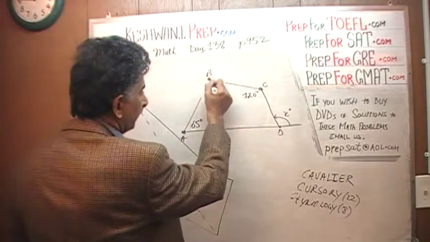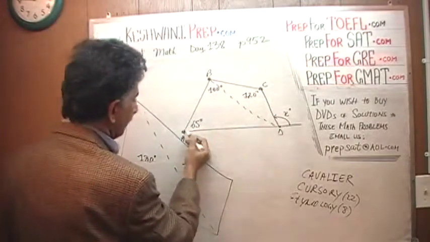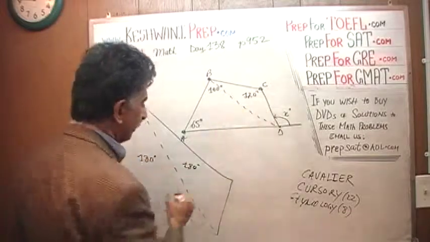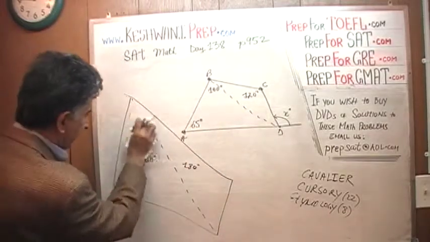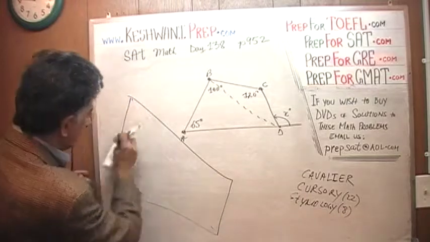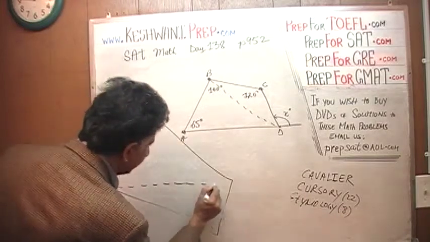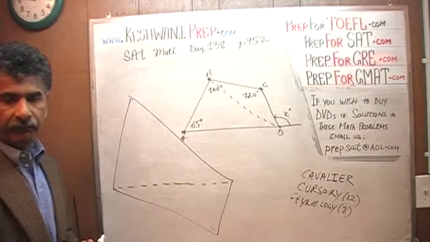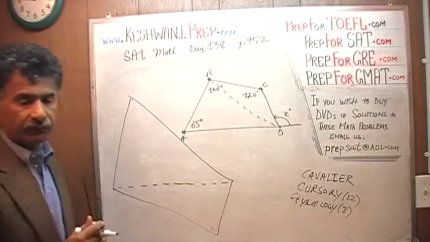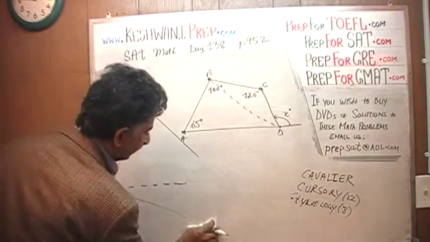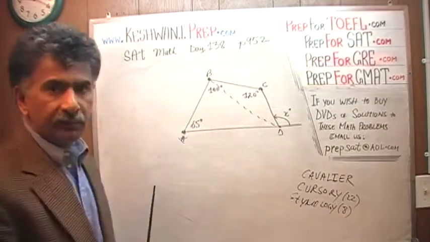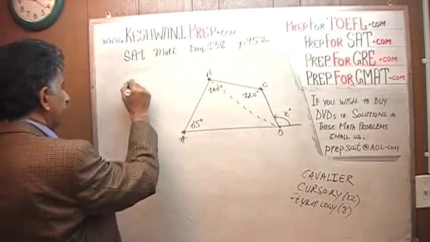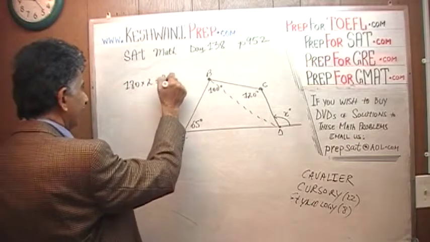We can break it up from B to D this way, or we could have broken it up from A to C that way. It's up to us, just like here. We could break it up like this, or like this. It doesn't change anything. The fact remains that it is made up of two triangles, therefore the sum of the angles in this picture is 180 times 2. 180 times 2 is 360.